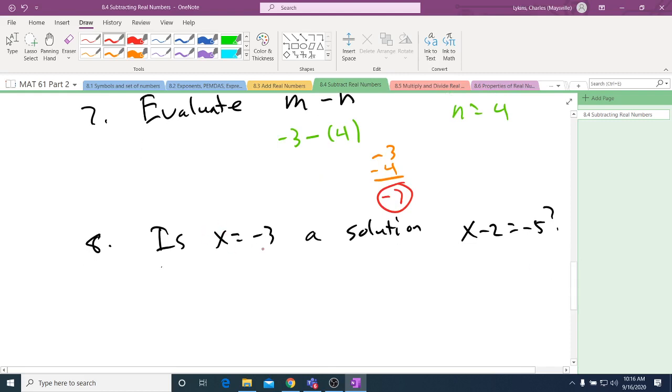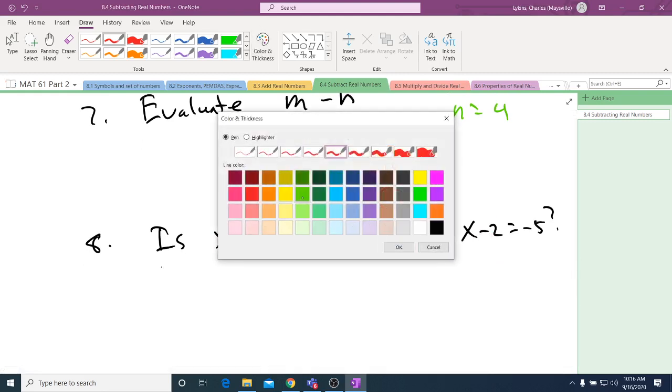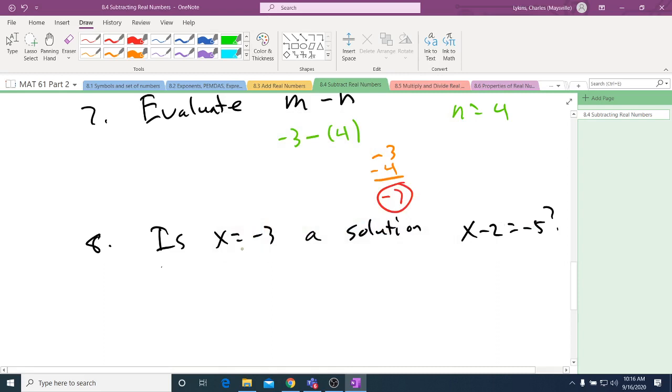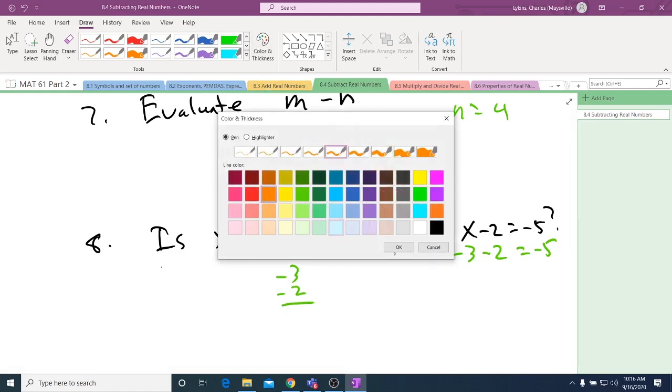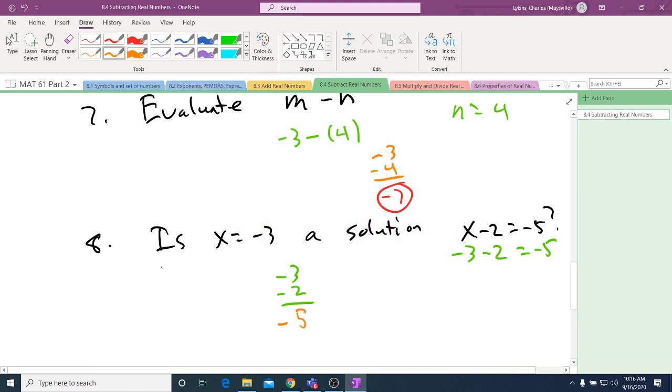Okay? Is x equals -3 a solution of x minus 2 equals -5? Well, what we're doing is we're taking this x is -3, and I'm saying -3 minus 2 equals -5. So if I write out -3 and a -2, well, my answer is going to be a negative, and you add those up to 5, because if you owe me 3 and owe me 2, you owe me 5. So this right here and this right here are the same, so I would say yes. Now, if this number right here that we plugged in, our -3, was anything different than a -5, it would be no.